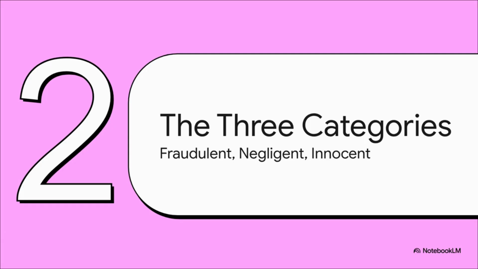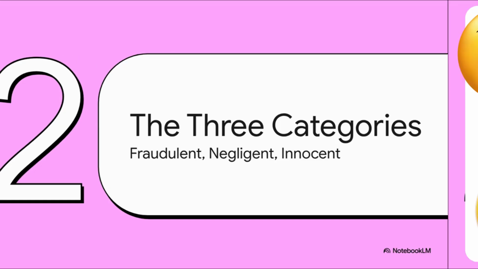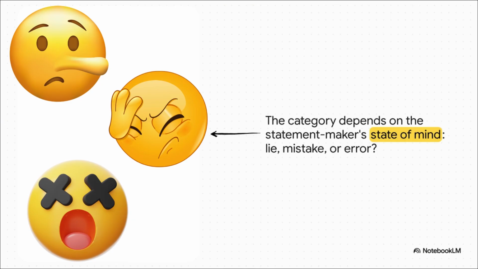But you're not done yet. The next crucial step is to figure out which type of misrepresentation it is. This is absolutely vital because the category it falls into determines what you can get out of it. The category depends entirely on the state of mind of the person who made the statement. You have to ask, were they being deliberately dishonest? Were they just being careless? Or was it a genuine, honest mistake? The answer to that question will put the claim into one of 3 very distinct boxes.